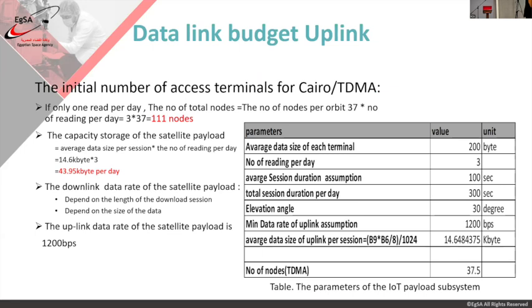This is the data link budget. I don't want to go into depth in the details, but the data link budget is calculated to know how much data I can collect from all the sensors I pass during the day, and to know the number of sensors and which regions I can install these sensors in.